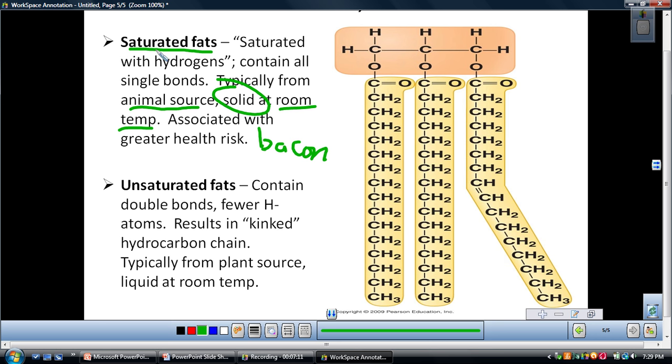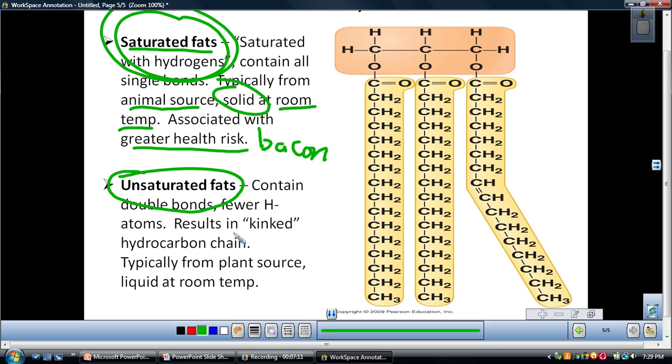solidifies. Okay, too many of this group leads to greater health risk, cardiovascular disease. This is where a lot of people have trouble when you talk about heart attacks and atherosclerosis, hardening of the arteries. That tends to be from eating too many saturated fats in your diet. The unsaturated fats are healthier for you because of that kink. It's easier for us to break that down and metabolize.